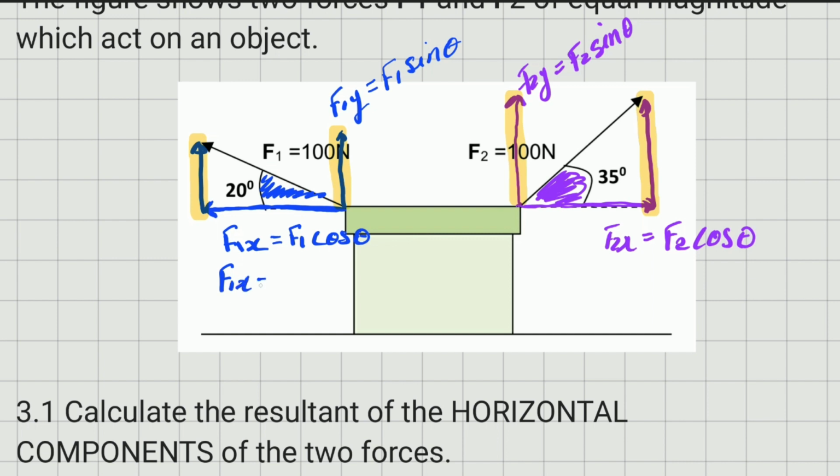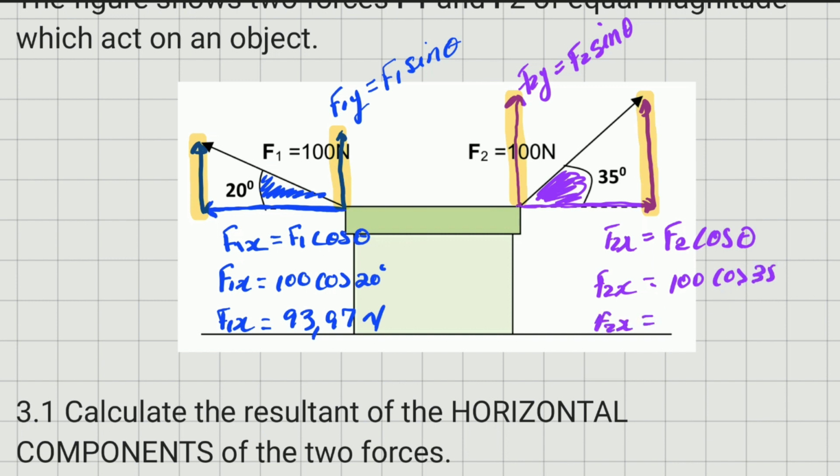F1 in X is equal to 100 cosine theta, which is cos 20 degrees, and F1 in X will be equal to 93.97 Newton. And if we go to the second force, when you substitute, F2 in X is equal to 100, because each of them is 100, cosine 35. The answer here is going to be 81.92 Newton to the right, or to the positive x-axis.